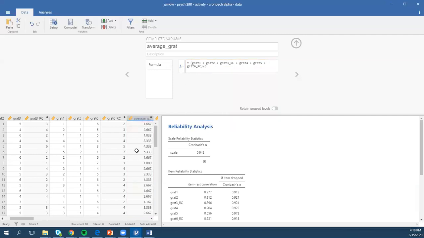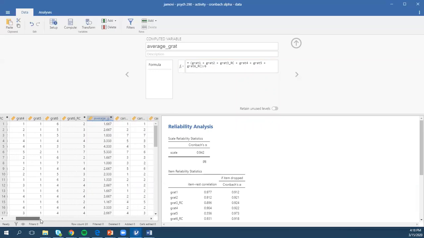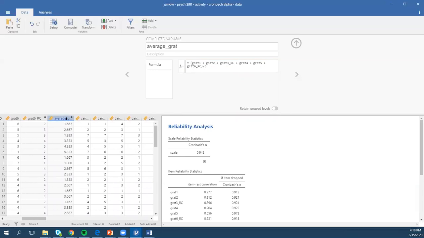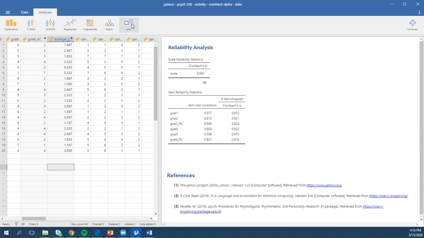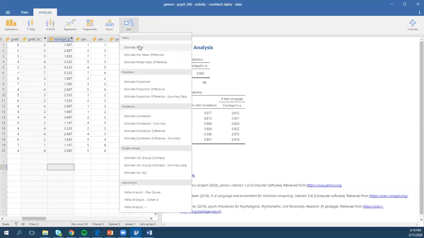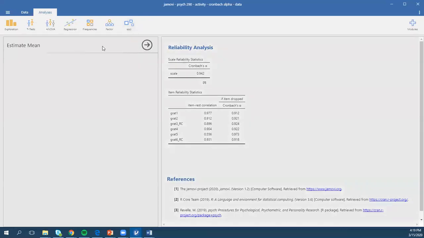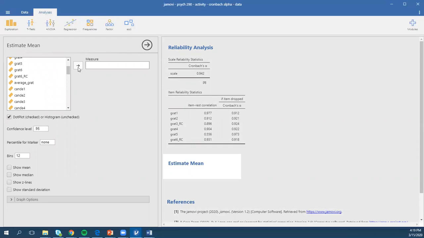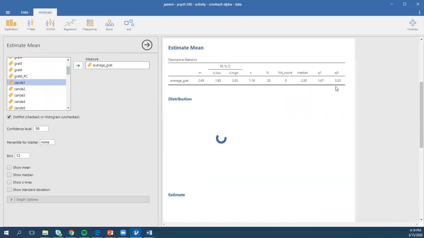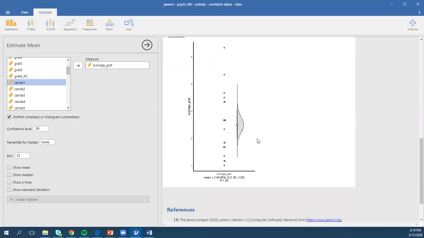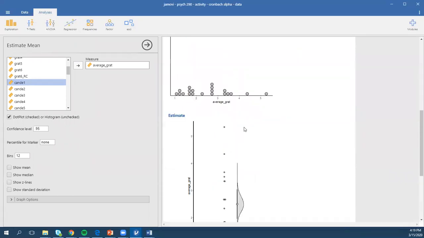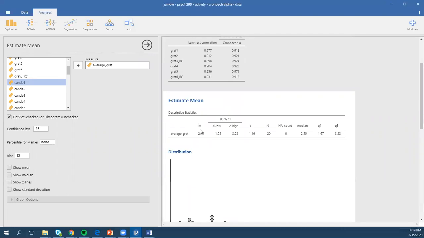All right, so now we have a column for our average GRAT scores. So for each individual, their average on those 6 questions. Now we can actually calculate the mean of our final variable that we want using PSYC like we have before. So we can go to PSYC, estimate mean, and we can get this for that average GRAT score. So we can see that we have our mean, our 95% confidence interval, our standard deviation, everything that we would want, like we've calculated before. So now you can interpret the mean of the gratitude scale. Pretty cool, right?